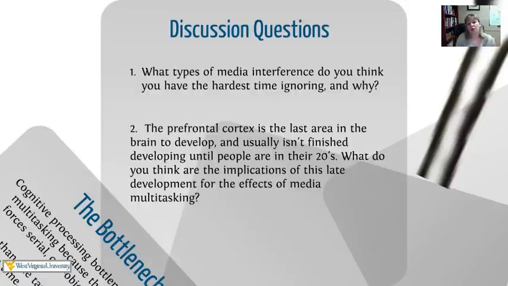So there are two things I want to pose to you. First of all, I'm curious to know, let's bring it back to the media now, what types of media interference do you think you have the hardest time ignoring, and why? What is it that, when it comes into your purview, you just have to pick up that cell phone call, no matter what you're in the middle of, or you have to click on that screaming goat video, in my case.